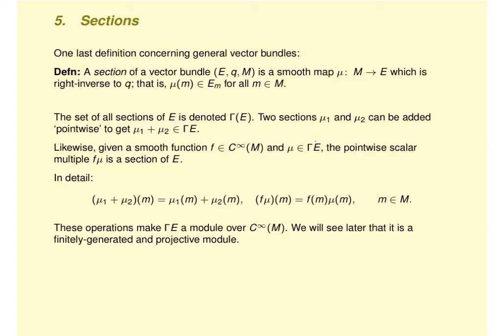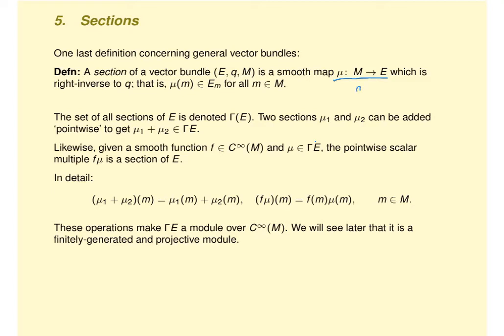So apropos the previous slide, the same process holds with the other canonical isomorphisms that are present between the various natural constructed vector bundles. This slide is about vector bundles in general. It's a definition that you probably know. The definition of a section of a vector bundle is a smooth map from the base manifold into the vector bundle space, which is right inverse to Q, that's the bundle projection.